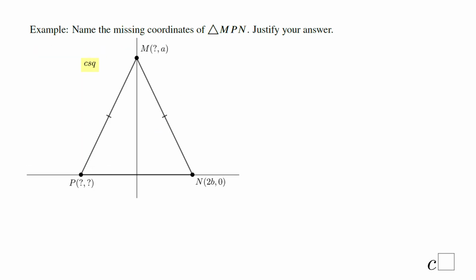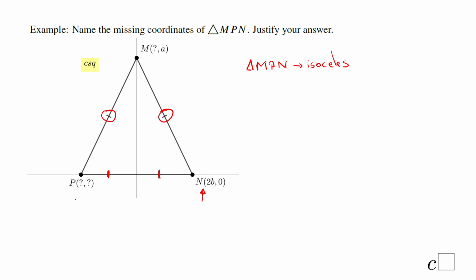In the next example, we have this triangle, which you notice is an isosceles triangle. Why? Because we notice these two sides are congruent. And this triangle MPN, what do we know? We know this point N is at 2B and 0. And we know this piece here is congruent to this piece, right? This is a property of an isosceles triangle. So let me write that here, triangle MPN isosceles. So obviously these two pieces are congruent.